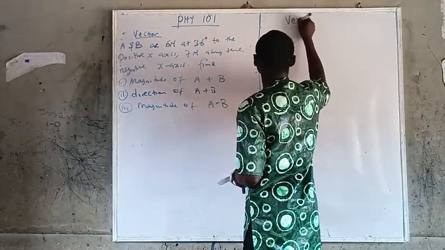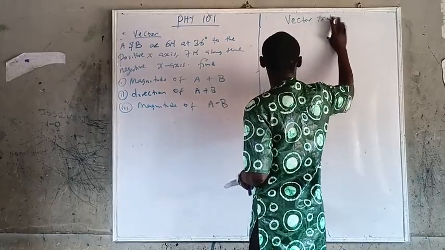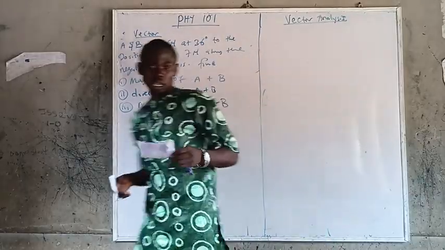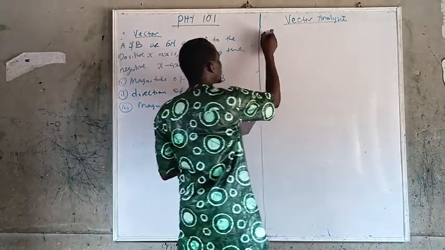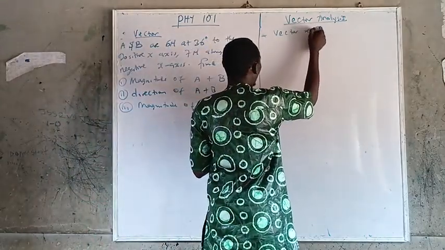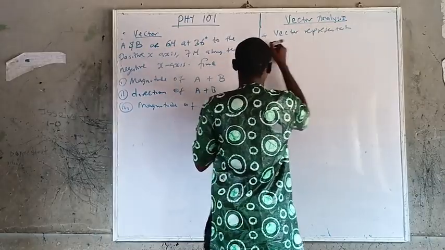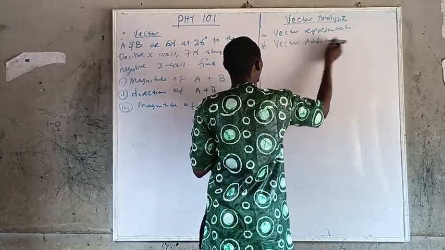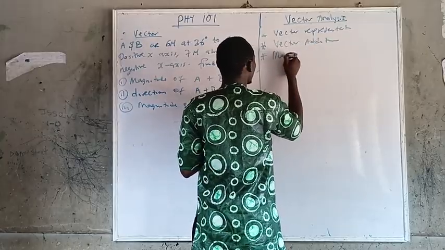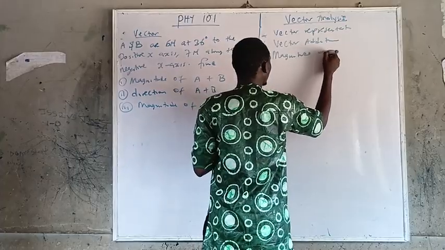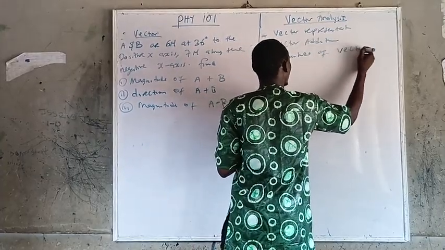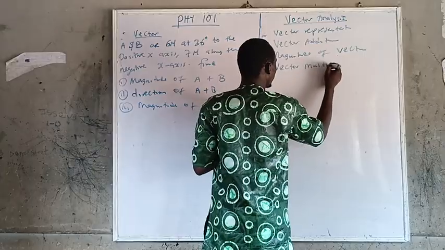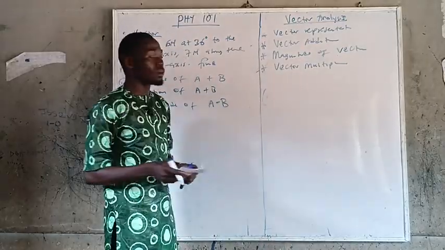Under vector analysis, we have what we call vector representation, vector addition, magnitude of vector, then vector multiplication. We have more, but let me explain this before we continue.